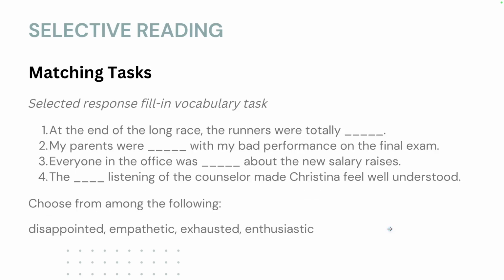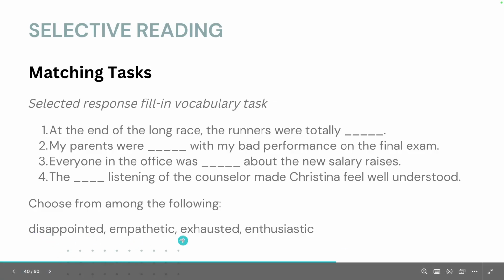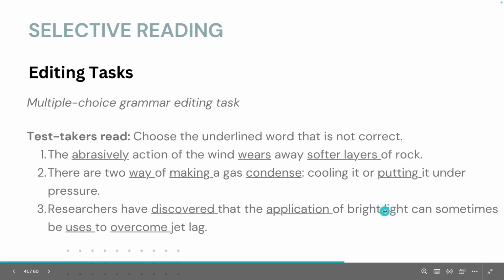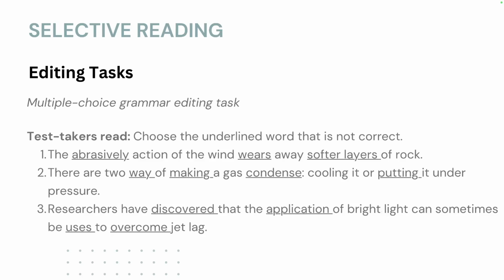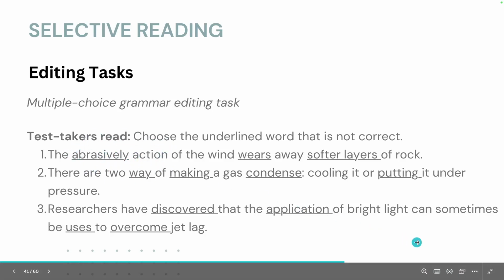Okay, the next one could be selected response, fill in the blank, vocabulary task. So the words are at the bottom, put them in the right place, the 4 words down here. Okay, and then you can also do multiple choice grammar editing. So in this one, test takers read, choose the underlined word that is not correct. So if you look at sentence number 1, they read it by themselves. The abrasively action of the wind wears away softer layers of rock. So of course here, action is a noun, so we shouldn't have an adverb here. So this is the wrong one, so they circle it.